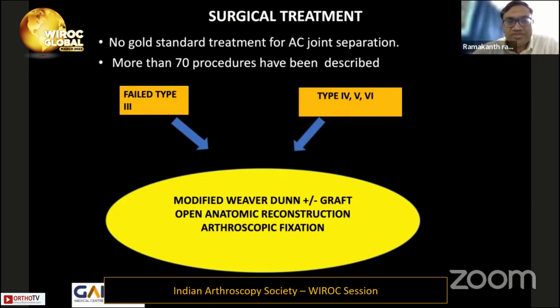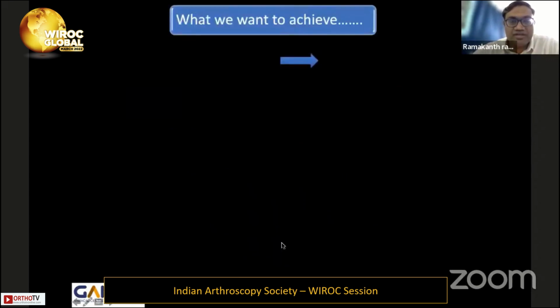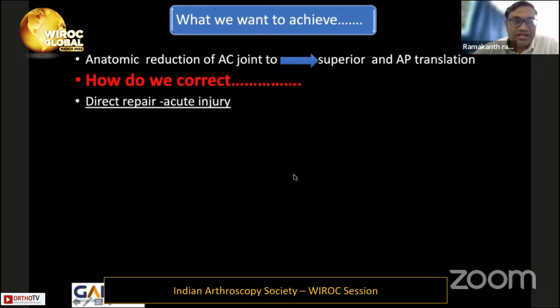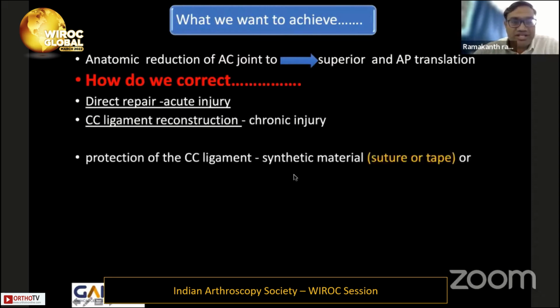More than 70 procedures have been described so far. Various procedures like Weaver-Dunn, graft, anatomical reconstruction, and arthroscopic fixation are recommended. So by surgical management, what do we want to achieve? Anatomical reduction of the AC joint, where superior and anteroposterior translation are restored. And how do we correct it? In acute injury by a direct repair, and in a chronic injury by a CC ligament reconstruction.